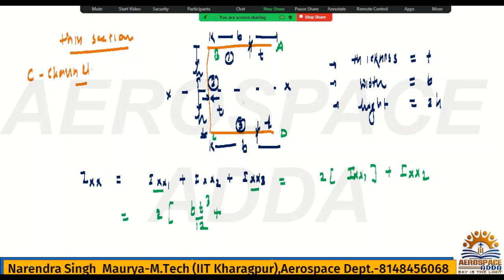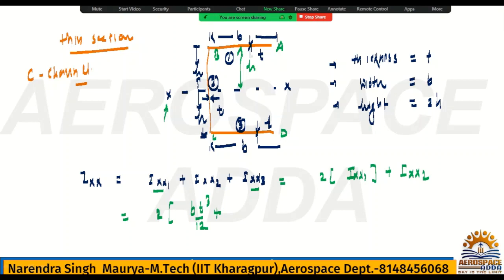Plus, because we are talking about the moment of inertia about this x-axis, and obviously the CG will lie on this x-axis because it is symmetric. Now if you take the moment of inertia of this section about the x-axis, you have to apply the parallel axis theorem. This length you should know, it is given as h. So what is the formula? A y squared, the parallel axis theorem.